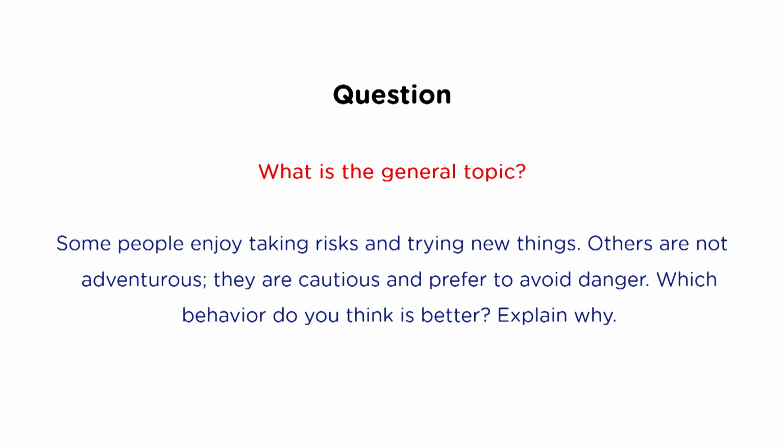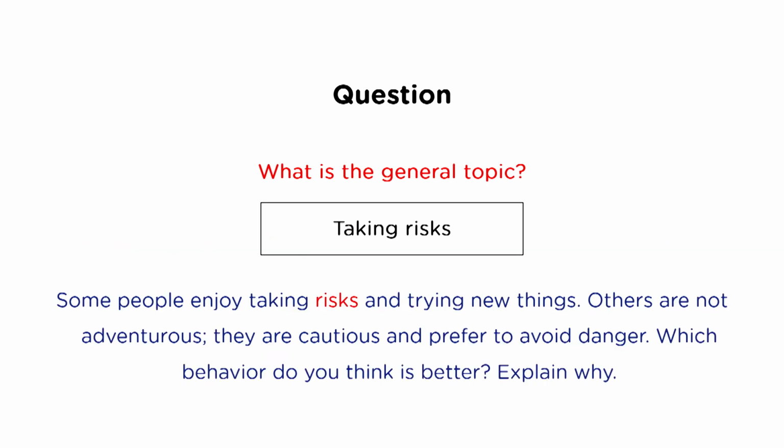What's the general topic of this question? Some people enjoy taking risks and trying new things. Others are not adventurous. They are cautious and prefer to avoid danger. Now, the general topic isn't always explicitly stated. Sometimes it's implicit in the question, all right? And you have to interpret it. So the general topic here is about risk-taking.